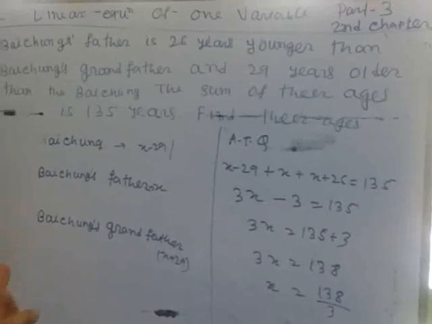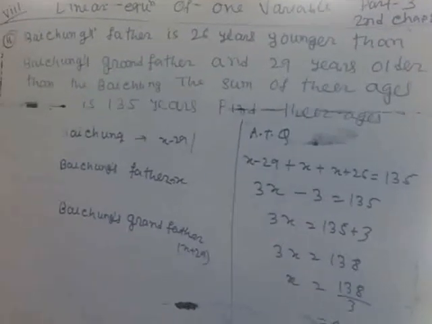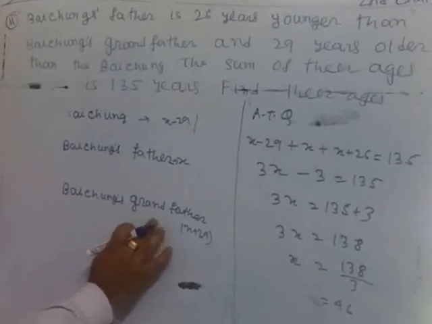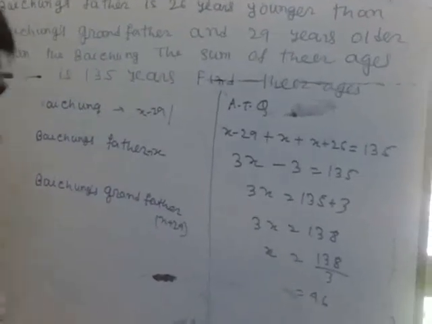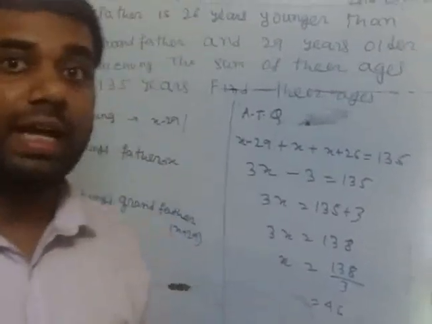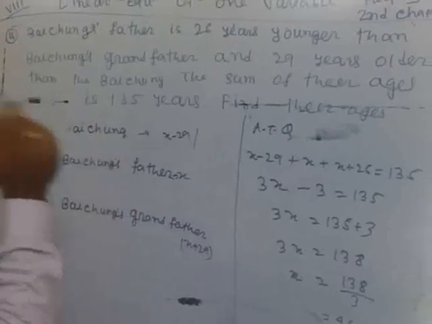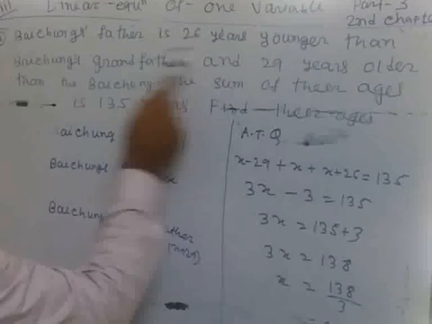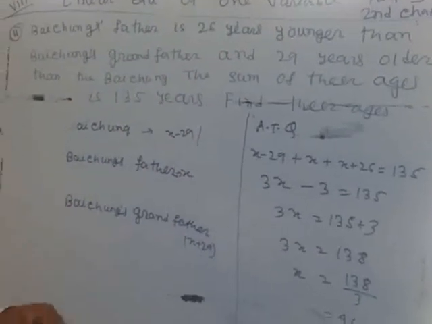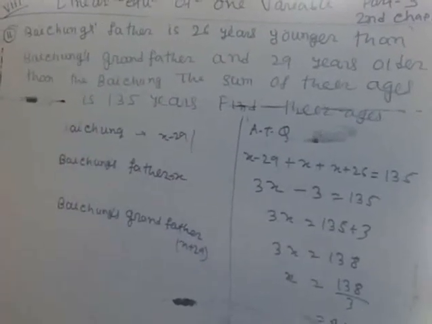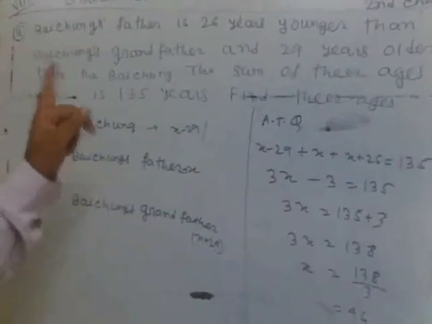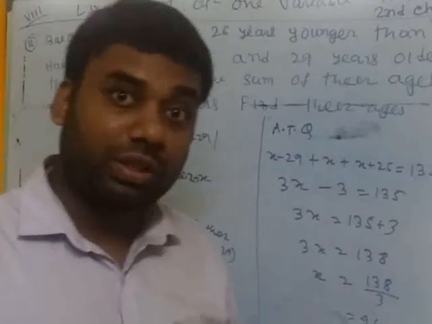Okay. So here three characters are there. First character Baichung, second character Baichung's father, and third character Baichung's grandfather. Now a little bit of confusion about which will be taken as x. Let's see. In the first condition, Baichung's father is 26 years younger than Baichung's grandfather. In the first condition, two characters are related, that is Baichung's father and Baichung's grandfather.